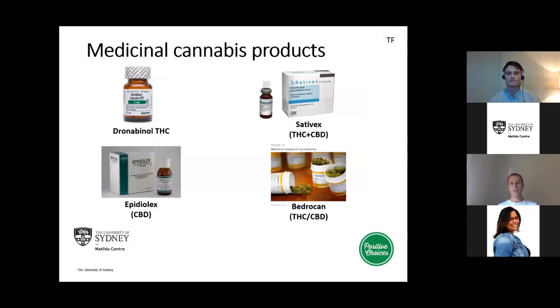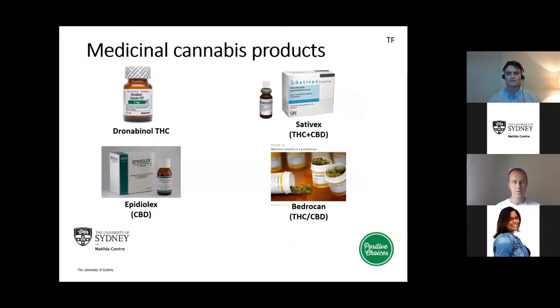Now, our talk today isn't focused on medicinal cannabis products, but it's important to illustrate that they do exist and people may have access to them. So dronabinol is widely used for nausea and vomiting due to chemotherapy, and it can come in capsules, such as this, a 5 milligram THC capsule. And then Sativex is a plant extract of THC and CBD used for spasticity and multiple sclerosis.